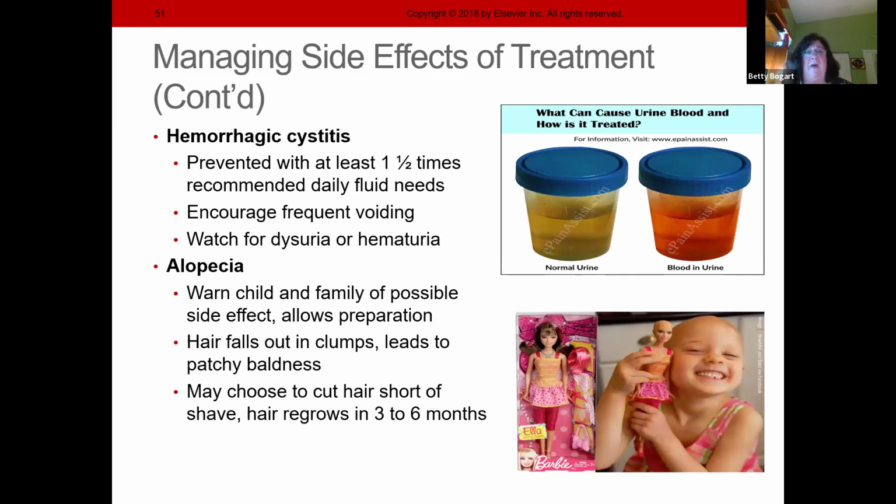They can have hemorrhagic cystitis. So again, watch for that blood. It's because of all those blood values, right? And then of course, children, adults, they lose their hair in chemotherapy. I've seen sisters, brothers, aunts, uncles, all different people shave their heads with their children.